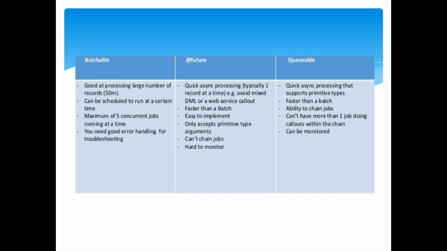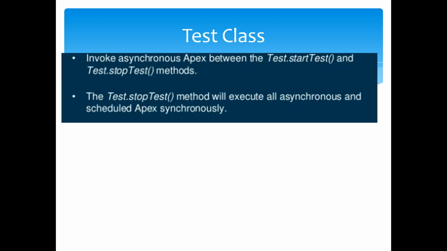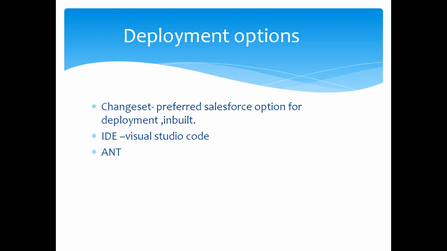These are some broad advanced topics that we have covered in Apex programming, in addition to the core Apex that we did in the last few sessions. Test classes we have already seen. You can invoke asynchronous Apex between Test.startTest and Test.stopTest, and you can test it. All of it will execute synchronously. All the classes have to be tested. Batch Apex also cannot go without code coverage. So it will all run synchronously. Keep that in mind.